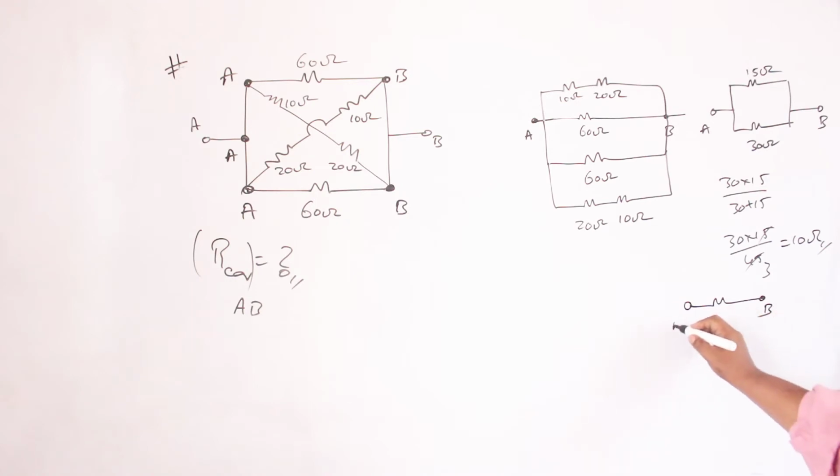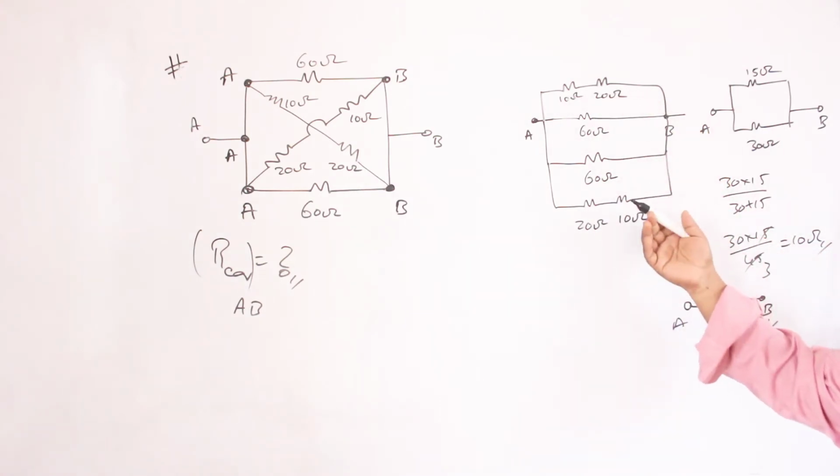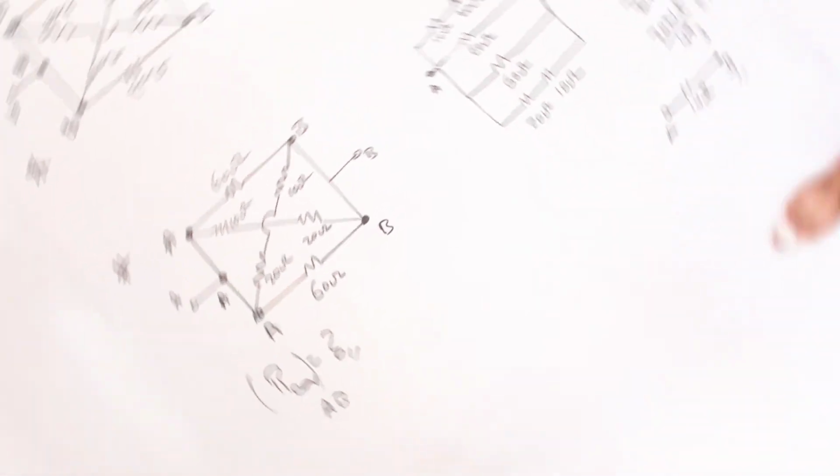Clear? So 10 ohms is correct. That is our answer. Understood? So this branch and this branch they are in parallel. So 30 and 30, 30 by 2 is 15. 60 and 60, 60 by 2 is 30.